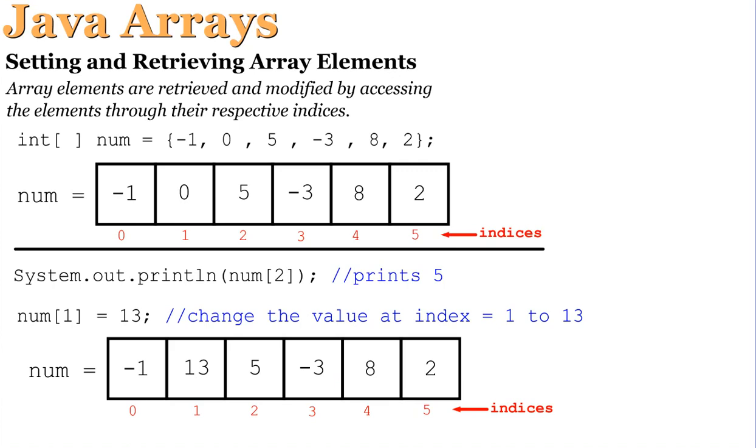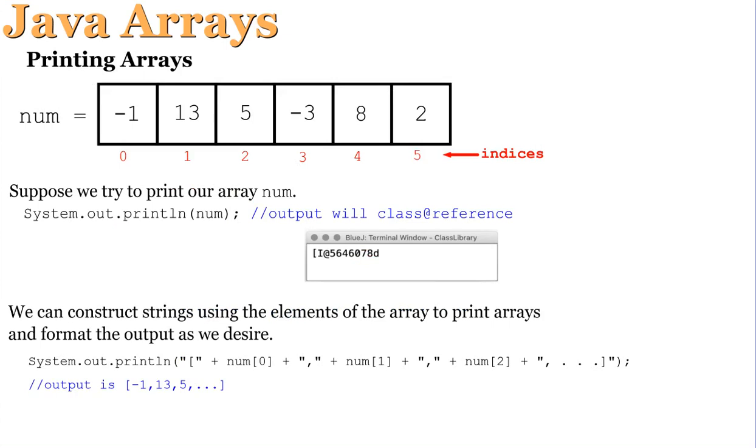So here I have a system out print of num 2. So we would say, let's find index 2. So 0, 1, 2 is 5. So it would print out 5. Similarly, we can take num with index 1 and set it equal to 13. That would then overwrite the 0 and replace it with 13. And then if we were to print num at index 1, it would print 13.